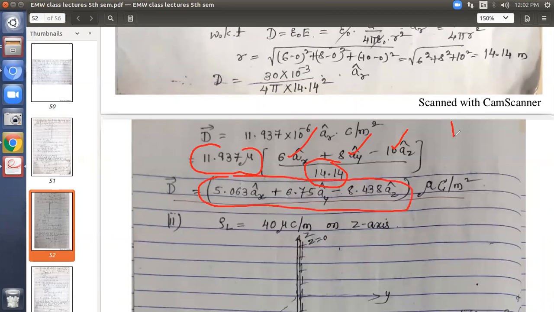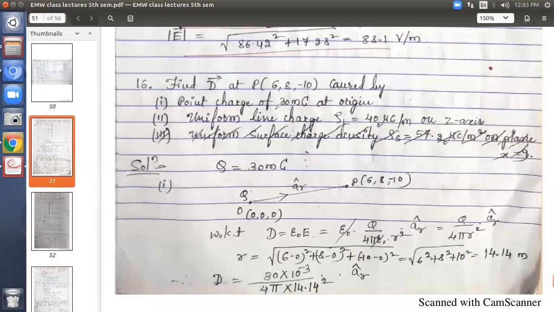अगर आप वो method follow करोगे जहाँ पे पहले आप field calculate करते हो, उसके बाद D equals epsilon naught into E formula लेके आप अगर value calculate करेंगे, your answer and my answer should match. What all I have got directly D, it should match with your answer. Okay, now this is the first sub question we have calculated when charge is given to you. Next, second sub question check karo, linear charge is given on z axis.